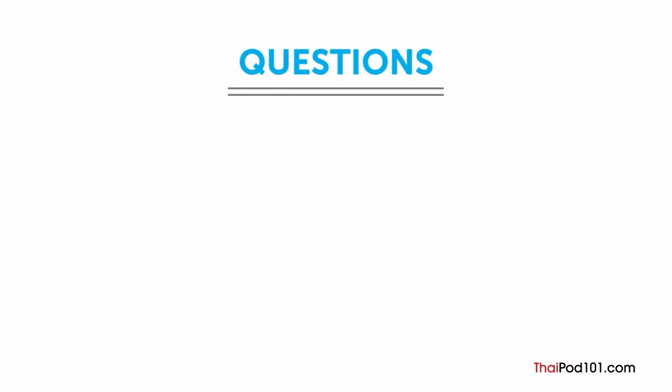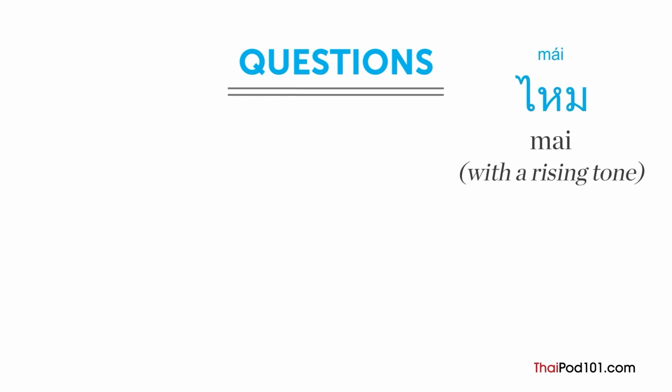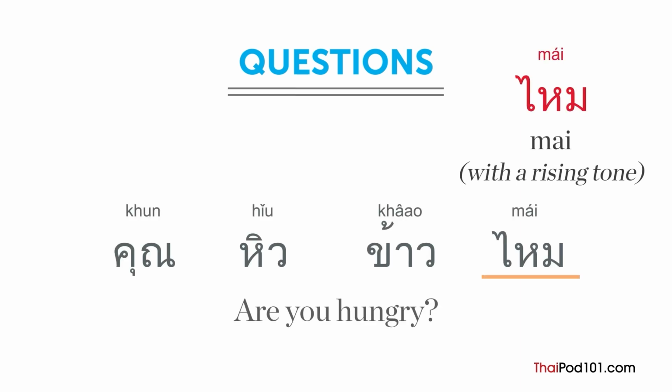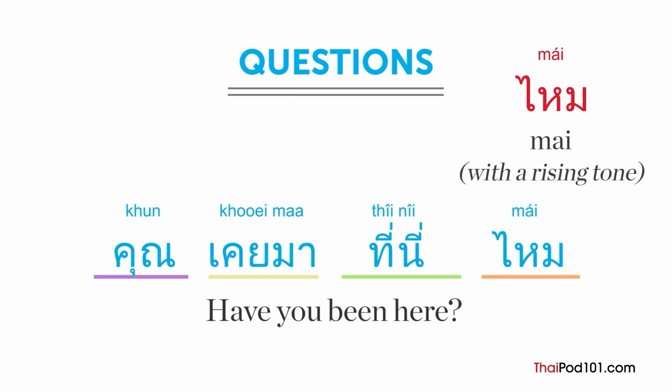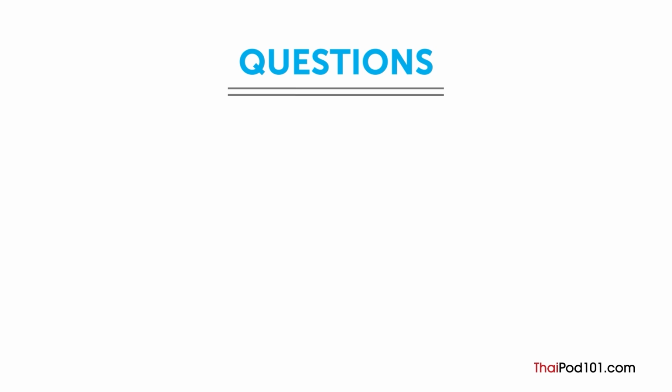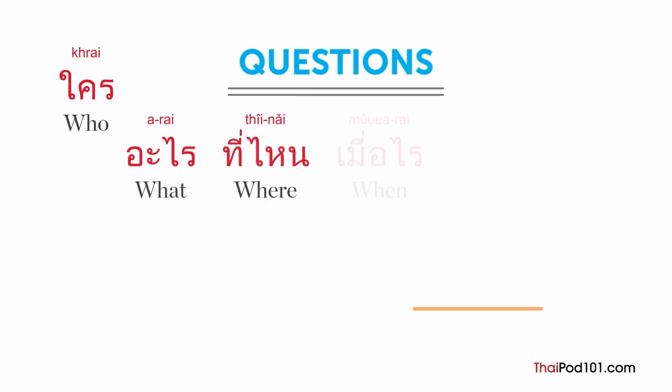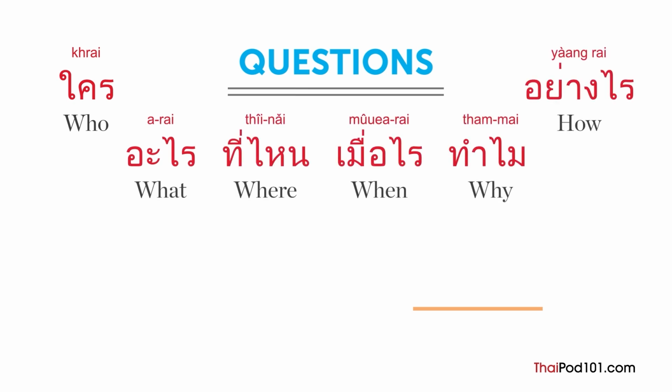There are two ways of forming a question. First, questions can be made by adding the word ไหม at the end of a sentence. For example คุณหิวข้าวไหม, คุณรักฉันไหม, คุณเคยมาที่นี่ไหม. Or add one of the question words at the end of a sentence. Common Thai question words are who, what, where, when, why, how.